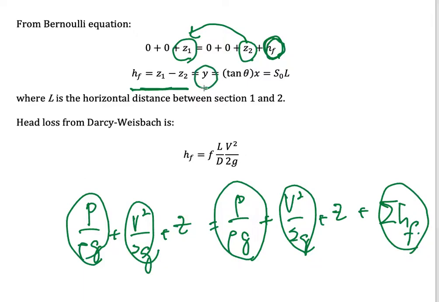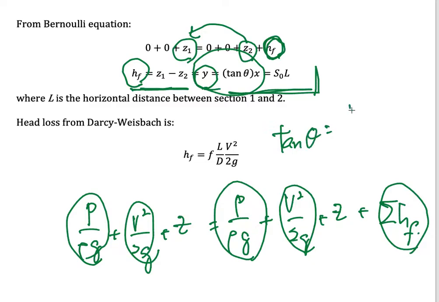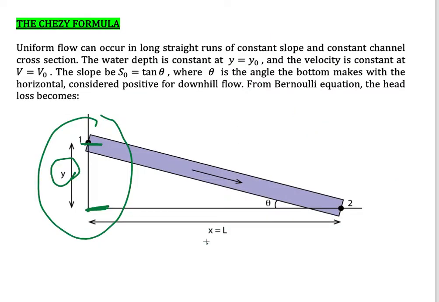Then we can rearrange the calculation. Losses here can be calculated as tangent theta times x, which is S naught times L. I think this is quite tricky, but you can understand. Tangent theta is equal to Y over x, so we bring x to the left-hand side, and it becomes tangent theta times x. Tangent theta can be simplified as S naught, and x is equal to L. So S naught is actually our assumption at the beginning of the calculation.